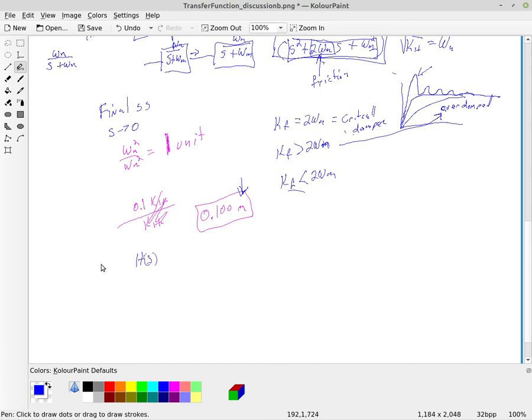So I have H(s), and I have some forcing function, F(s), and I want to know how far this is going to move me. So here's my transfer function, H(s), and H(s) was equal to kh divided by s squared plus my friction term, kf s, plus kh. That was my transfer function.